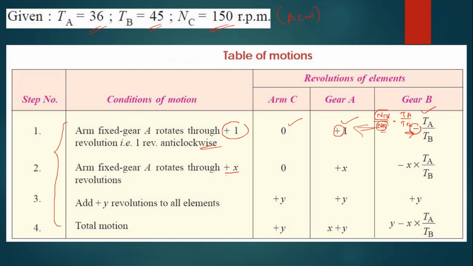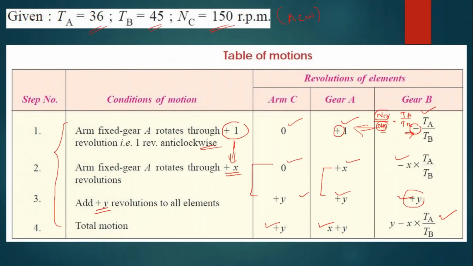And we have to assume, instead of plus 1, plus x, and 0 plus x, and substitute these values, and add plus y revolution to form the equations. So plus y, plus y, and add these two steps 2 and 3. So 0 plus y, x plus y, and plus y minus x into TA by TB, as we discussed in the previous video. Then now we have to substitute the values.